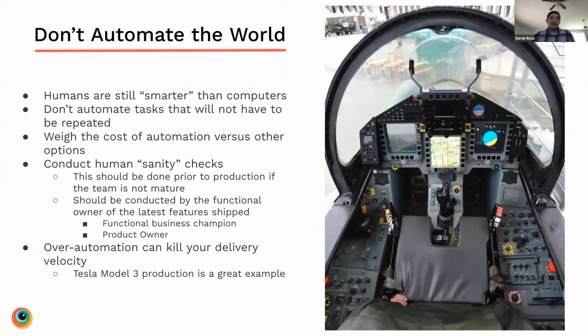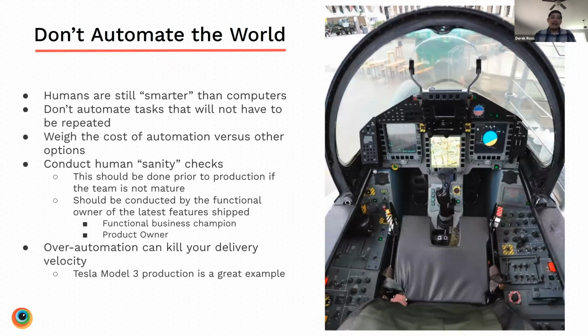Conduct human sanity checks. This should be done prior to production if the team is not mature. I'm going to show you some skills and ways to do that in your CI pipeline, where you can insert human sanity checks but still have an automated pipeline. These steps should be conducted by functional owners of the latest features shipped into your pipeline. So functional business champions, product owners, and then release engineers who manage the entire scope of the application, to let you know of any warnings that they might see from their experiences managing your stack.